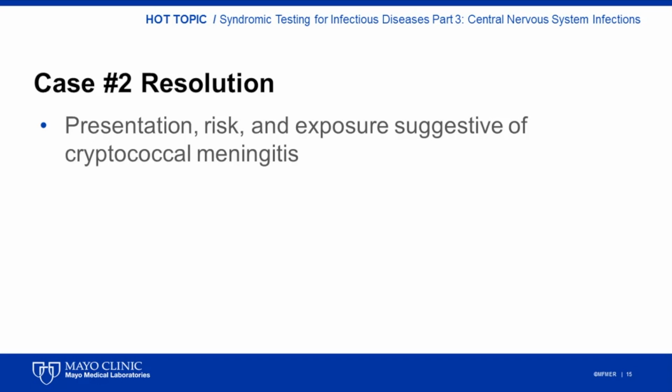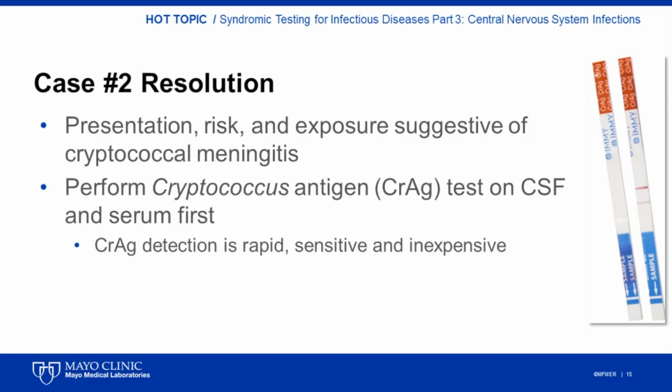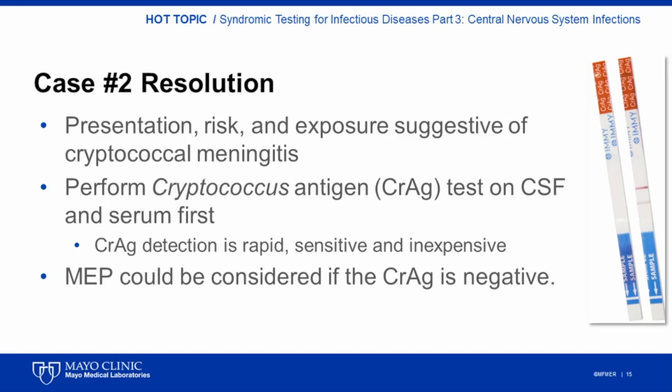It is important to consider the patient's presentation, which is suggestive of meningitis, his risk factors, which include HIV-associated immunosuppression, and his exposure to bird droppings, all of which collectively point to Cryptococcus being a very likely cause of his meningitis. So instead of jumping immediately to the meningitis encephalitis syndromic panel, providers should consider performing the rapid, sensitive, and inexpensive Cryptococcus antigen test on both CSF and serum first, alongside traditional gram and fungal stains and cultures. Should the Cryptococcus antigen test be negative, the meningitis encephalitis panel should be considered.